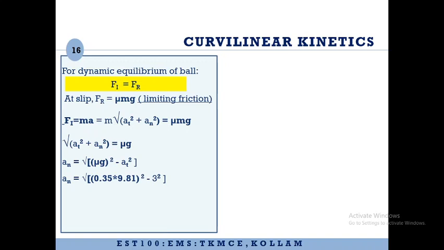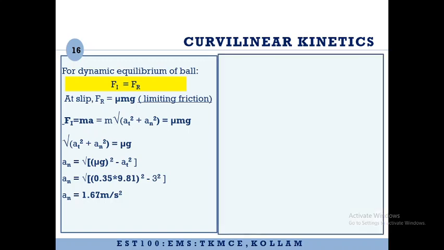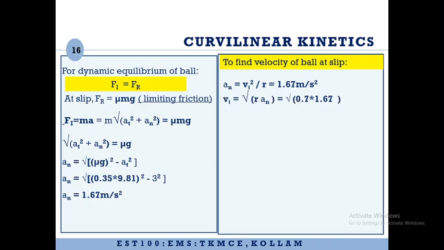If you solve this equation, you will get the magnitude of normal acceleration as 1.67 meter per second square. Now we know normal acceleration is equal to Vt square by r. So we can get the value of Vt as 1.08 meter per second. So the velocity of the ball at slip is the same as its tangential velocity. So this is the velocity of the ball at slip.